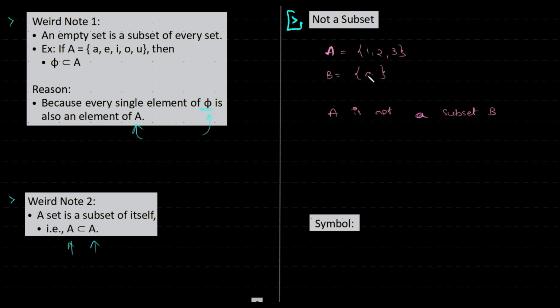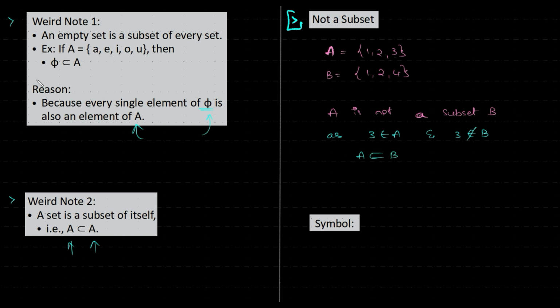So it can be this also. It's not like I need to have something else altogether different. Even the number 3 is not present in set B. Okay, so we can give some reasoning like this: as 3 belongs to A and 3 does not belong to B, right? A is not a subset of B.